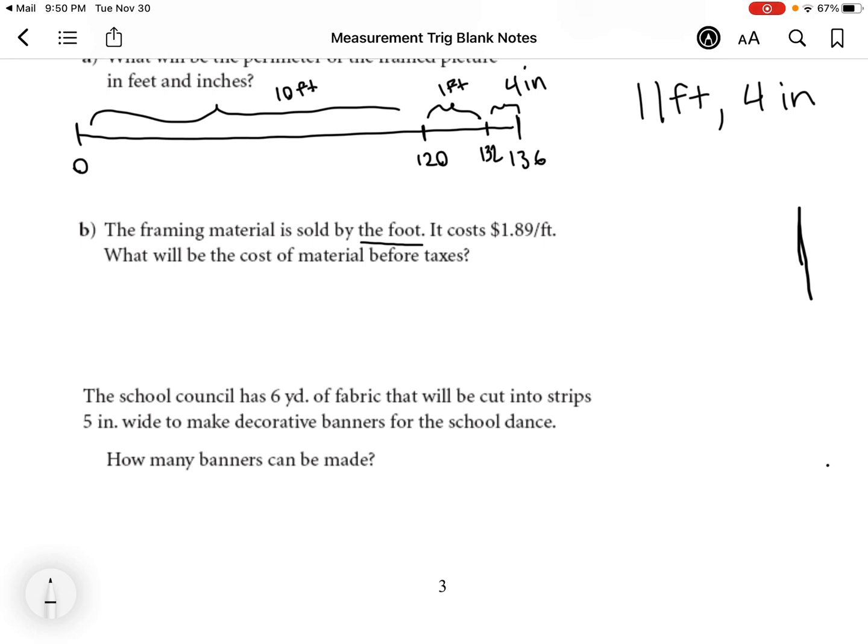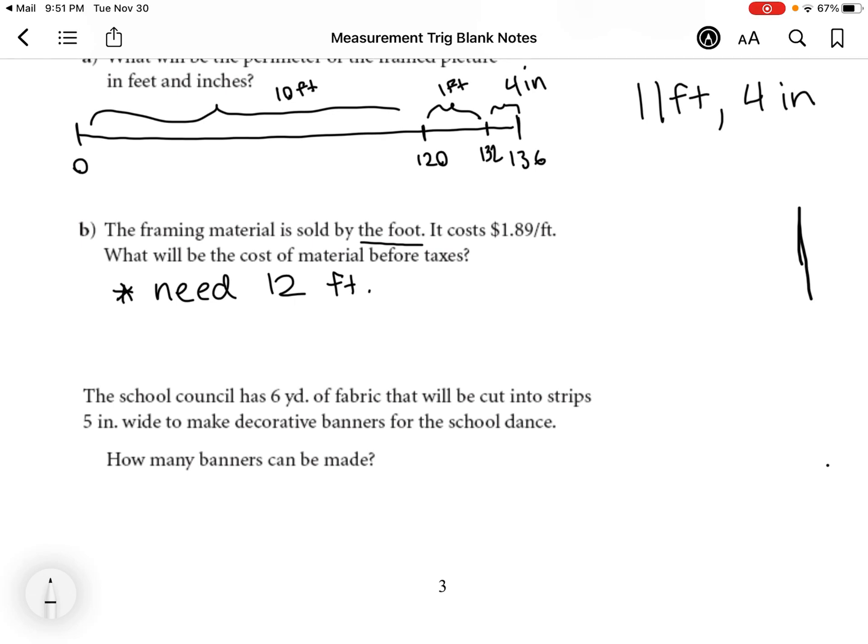Okay, so that's the way it's sold. You can't buy like 11.5 feet or anything like that. You have to buy either 11 feet or 12 feet. So when you're thinking about these types of questions where you have to have enough material, you always round up, right? 11 feet, 4 inches is less than 11.5 because half a foot is 6 inches. So usually you think rounding, if it's less than half, you round down. But in this context, you always have to round up because if you only get 11 feet of material, you're not going to have enough. Okay, so here you need 12 feet.